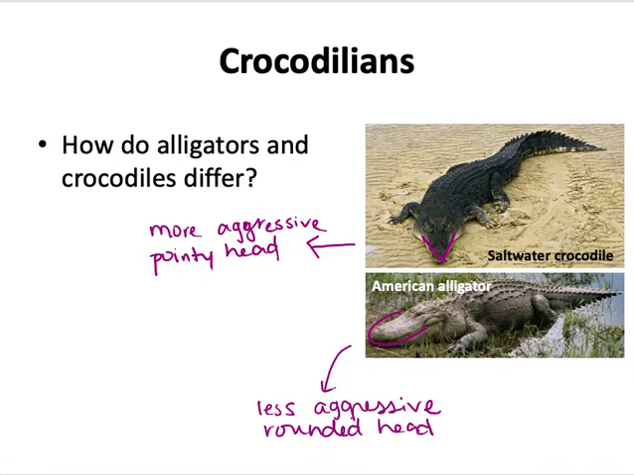And their environments tend to be somewhat different. Alligators can live in marine environments, but sometimes they're found in brackish or even freshwater. And crocodiles tend to live in the saltier environments, so more likely to be found in marine or saltwater environments. Of course, there's going to be some overlap between these habitats and their shapes and their level of aggression, but those are just some general differences.